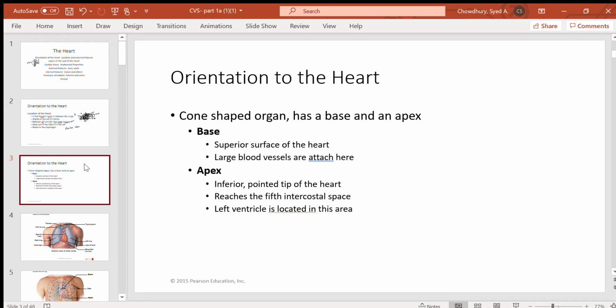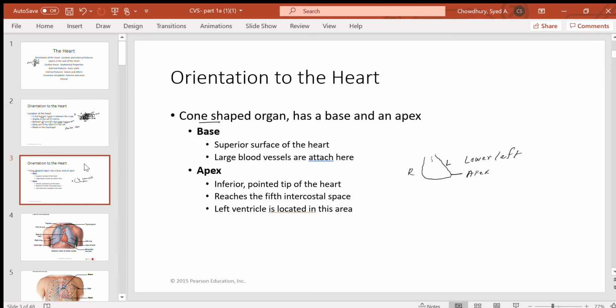Orientation to the heart, as I mentioned, shape is cone shaped, and if you see, the heart has a base and an apex. The lower pointed part, which is in the lower left corner, that is called the apex. So the lower left pointed part is called the apex. Okay, this is the left side, this is the right side.